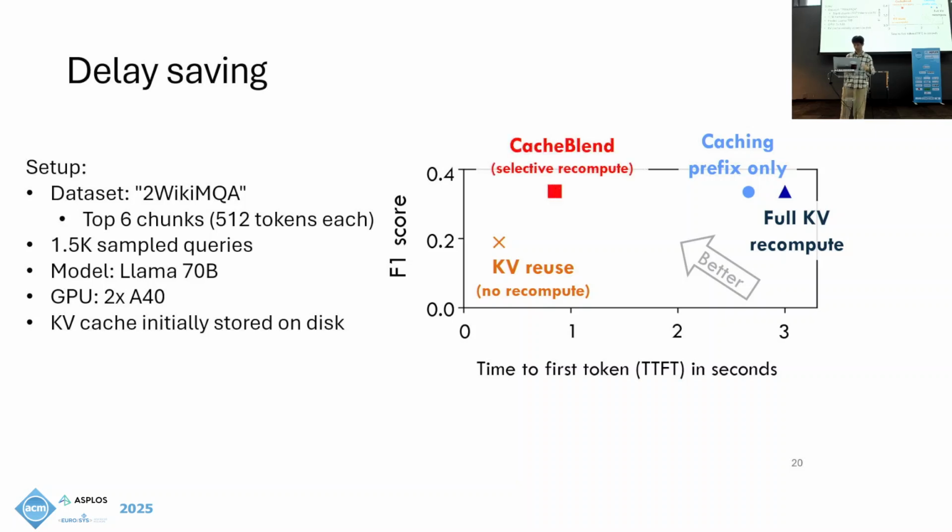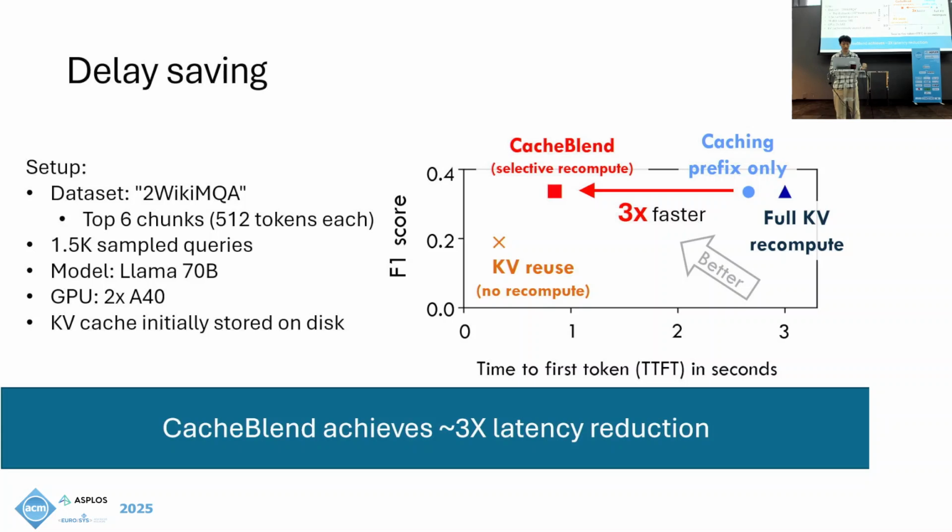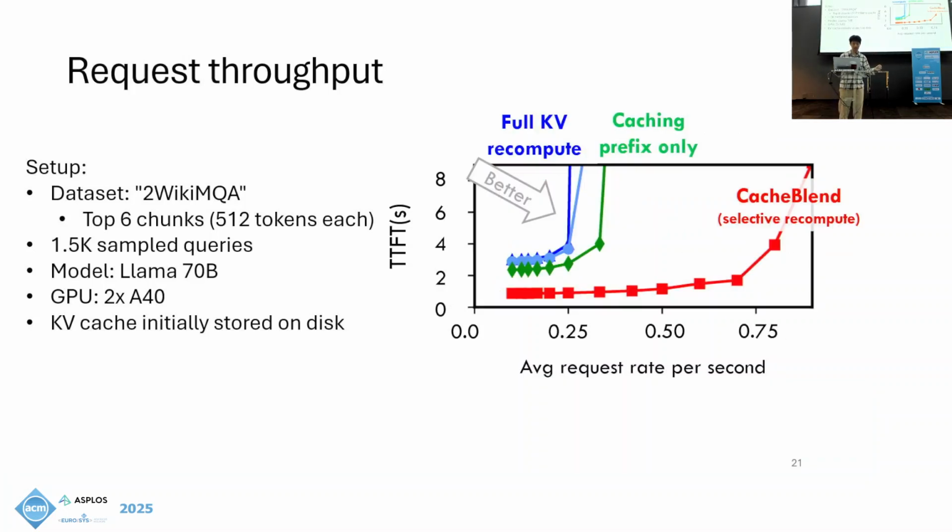CacheBlend with selective computation is able to achieve a 3x delay reduction compared with prefix caching, because we can always achieve a 100% cache hit rate, since CacheBlend allows KV cache reuse beyond prefixes. Similarly, we have the same setup for throughput evaluation, and that 3x delay reduction equivalently translates to 3x higher throughput.